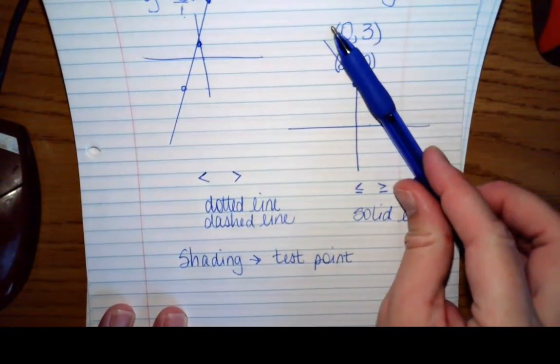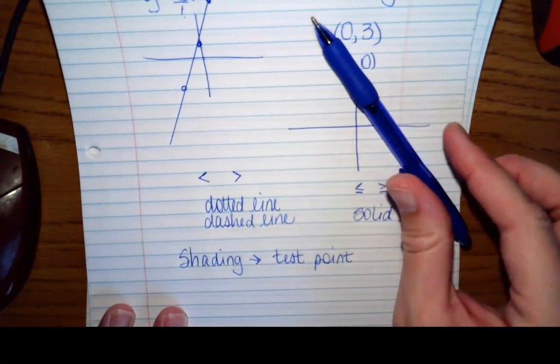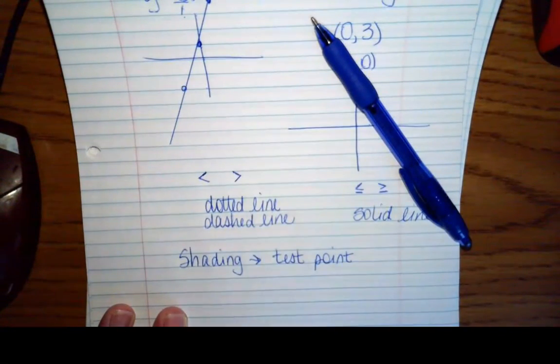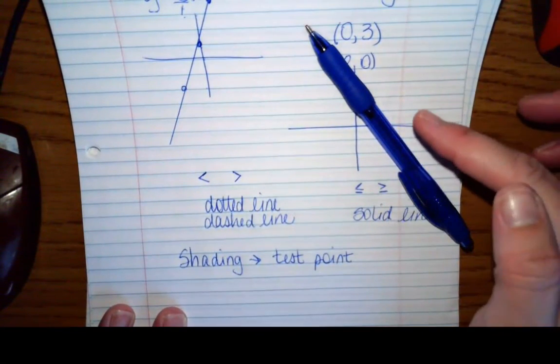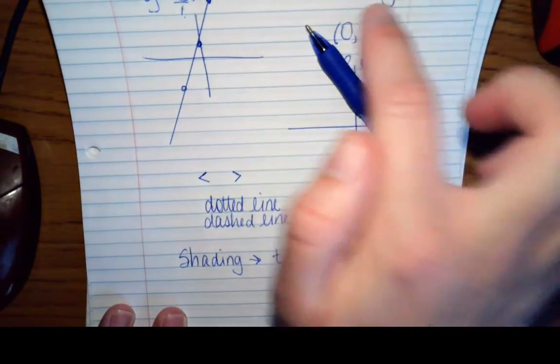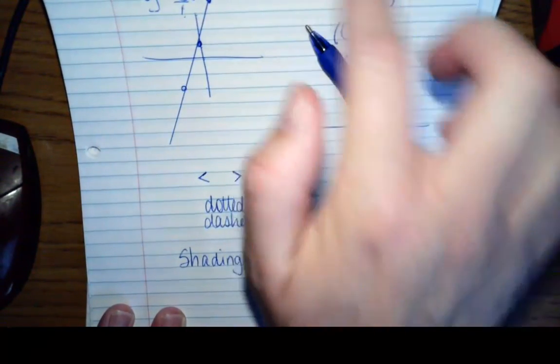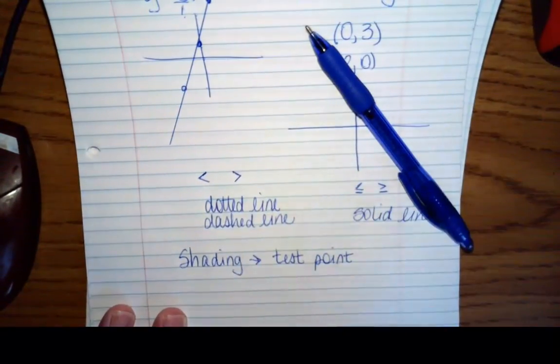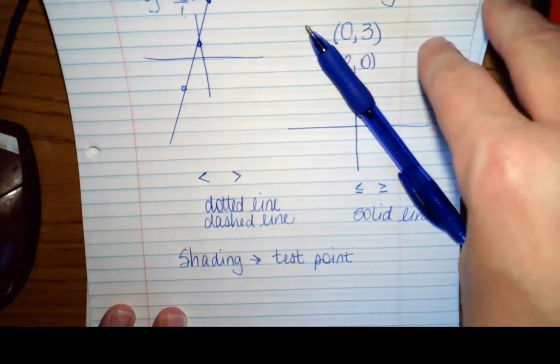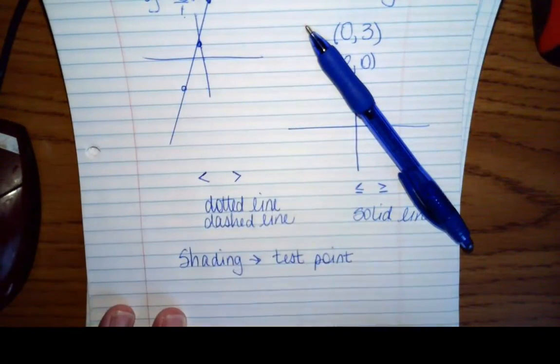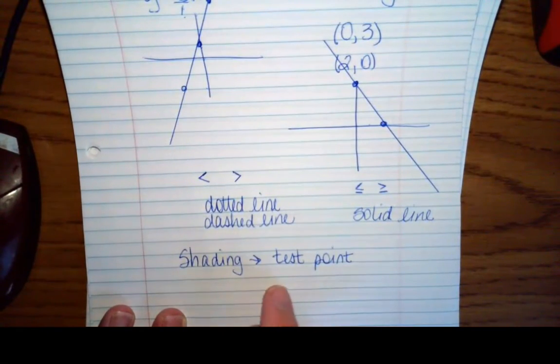So let's just pretend like I need to shade on this one, which I don't because it's not an inequality. We're pretending. I would grab something over here. So like I could grab 10, 0. Okay, and I would test it in this equation up here. If it works, then I would know I need to shade on that side. If it doesn't work, I would know I need to shade on this side. Okay, so that's one way to do it.